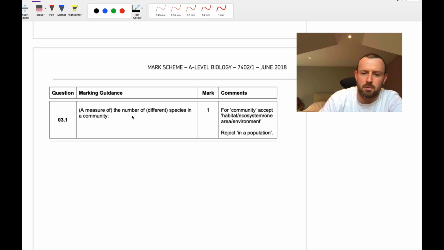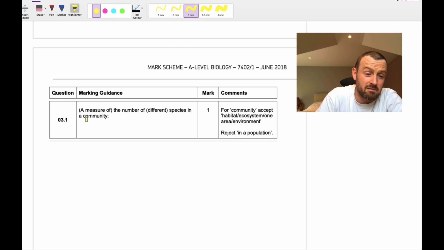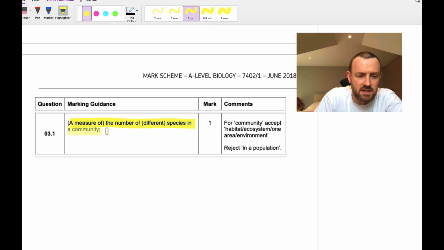Probably, if I'd written this down, I probably would have said in the area, so I might have got that mark, but let's be really exact and let's memorize this definition. The number of different species in a community. It would have accepted ecosystem if you said that. It's probably the next best answer. Number of different species in a community or in an ecosystem.